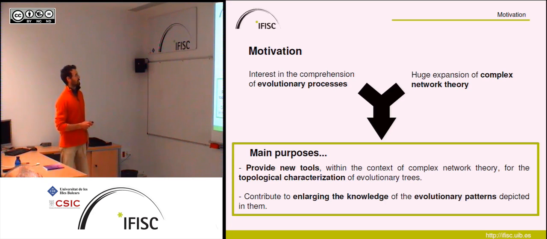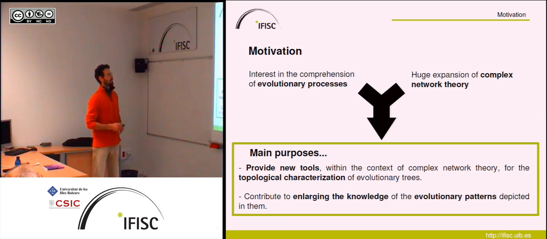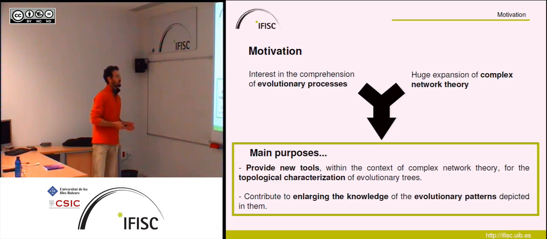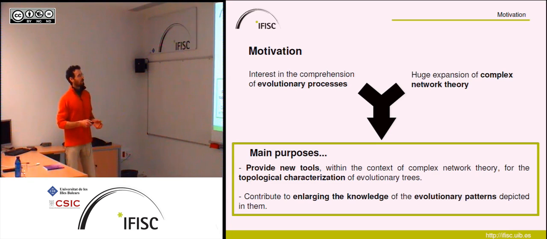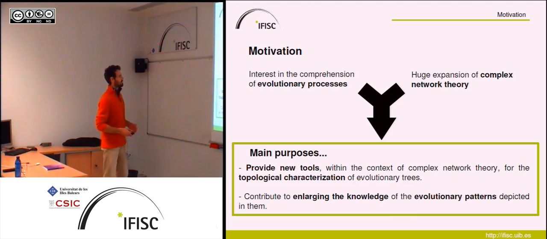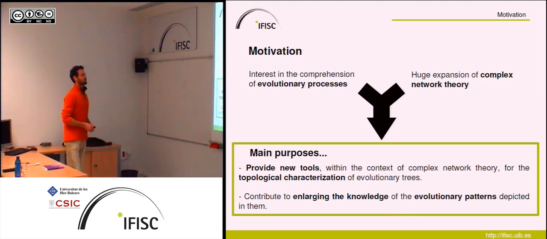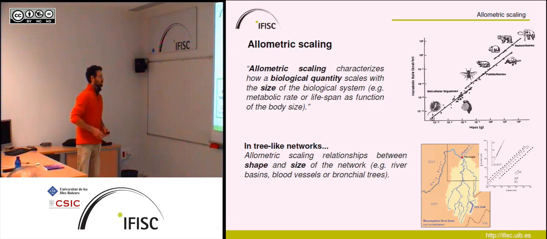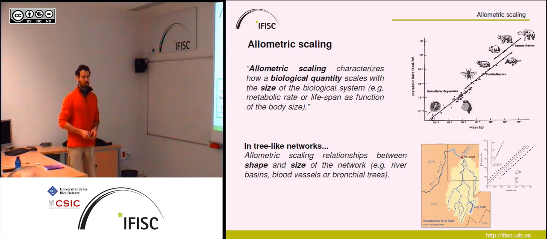On the one hand, our interest in the comprehension of evolutionary processes, and on the other hand, the huge expansion that complex network theory has undergone during the last decade. Both inspired us to apply complex network theory to the inference of evolutionary patterns. In that sense, the two main purposes of this work have been, one, to provide new tools within the context of complex network theory for the topological characterization of evolutionary trees, and the second purpose was to contribute to enlarging the knowledge of evolutionary patterns depicted in them.